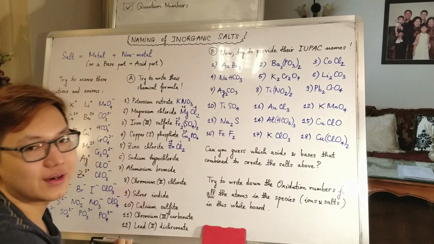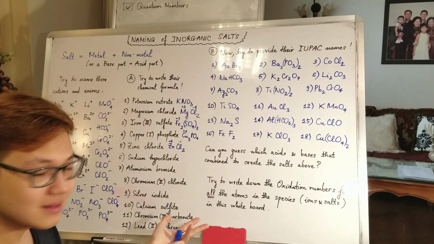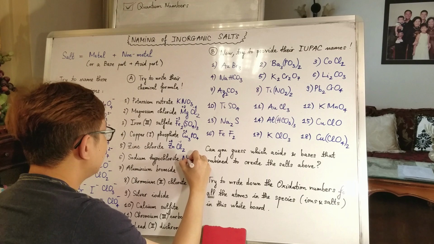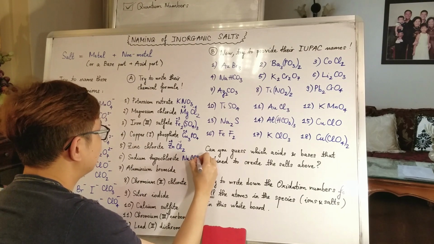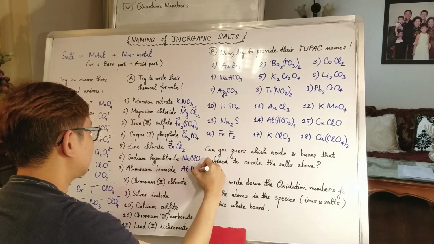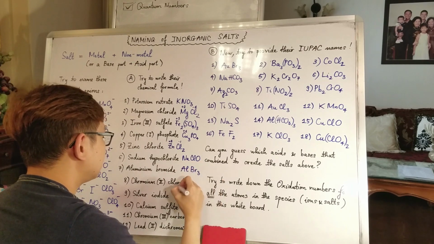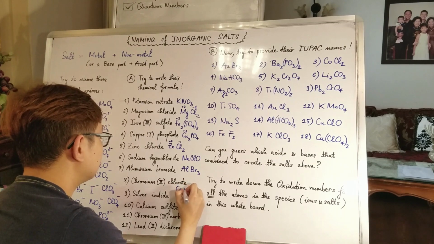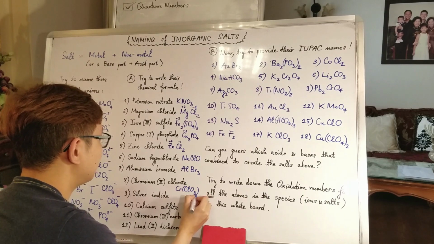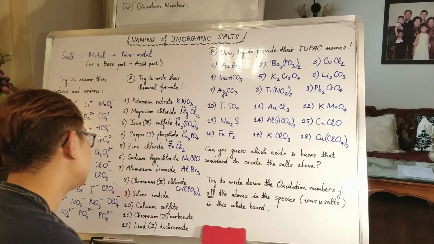Sodium hypochlorite. Remember hypochlorite, chlorite, chlorate, and perchlorate? Yes, those are these things. Sodium hypochlorite is ClO. Aluminum bromide. Chromium 3 chlorate is Cr, chlorate, right? ClO3, and this one is going to bear the number 3 as well, because it's chromium 3. Chlorate is 1 minus. Silver iodide.